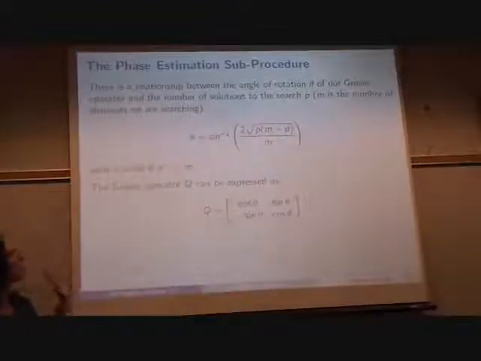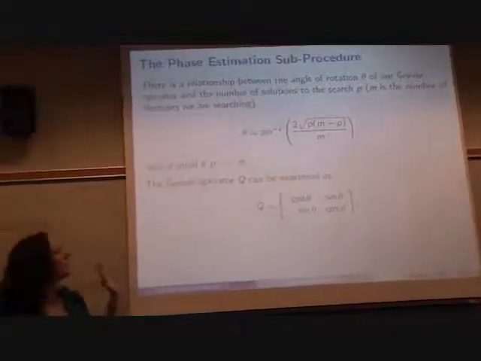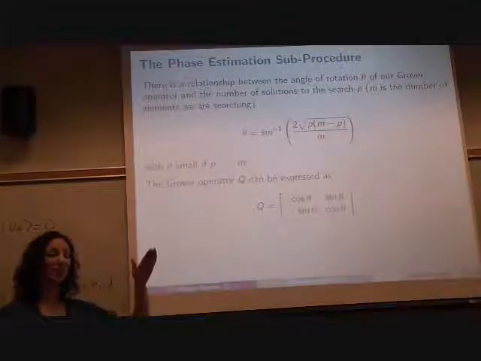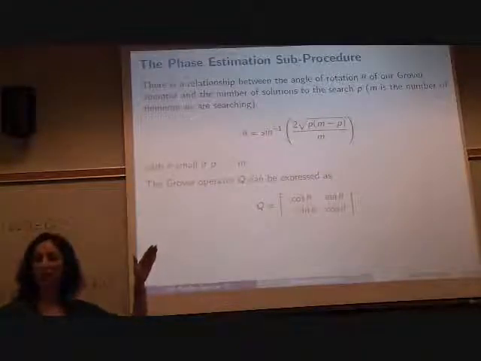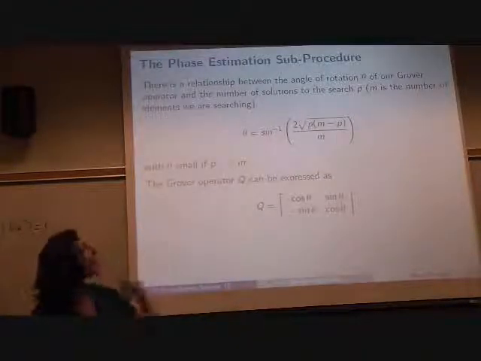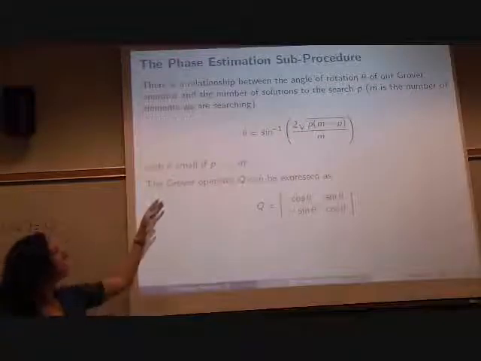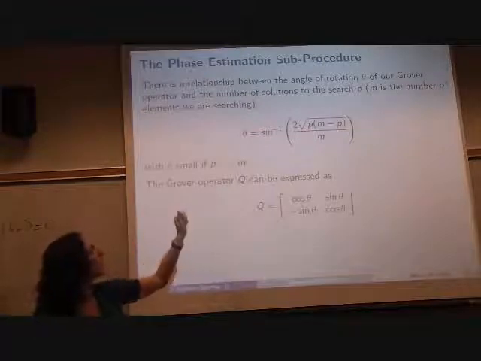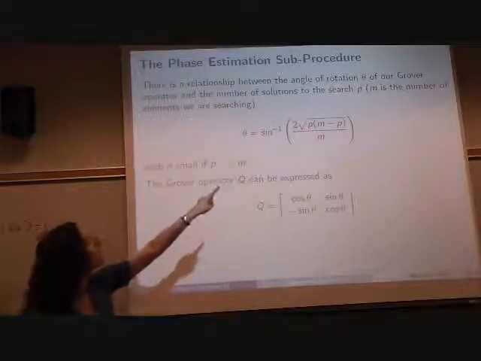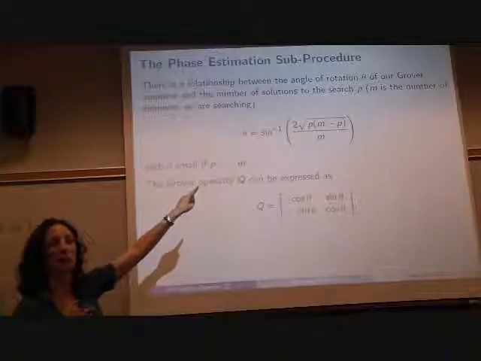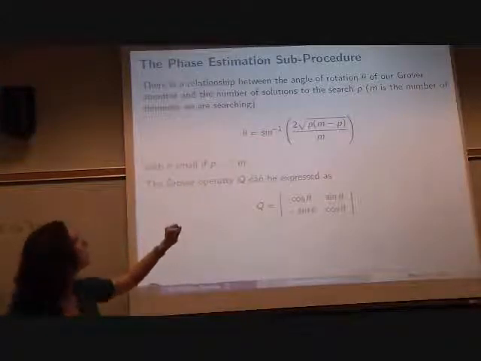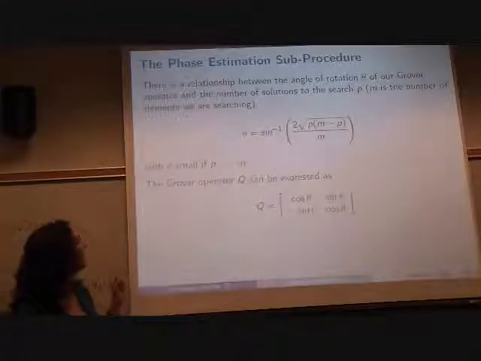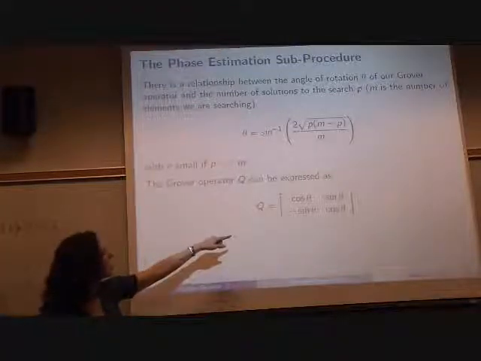And based upon our geometric viewpoint, we see that there's this trigonometric relationship between the angle of rotation and the number of solutions, right? And I gave it to you explicitly. So the angle of rotation of that Grover operator has this relationship here with the number of solutions. So we're saying the number of solutions is P. Remember, we're looking for the number of fixed points, so we represent that by P. And M is the number of elements you're searching amongst. And so here's our Grover operator.